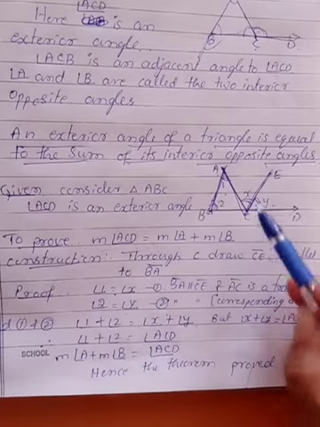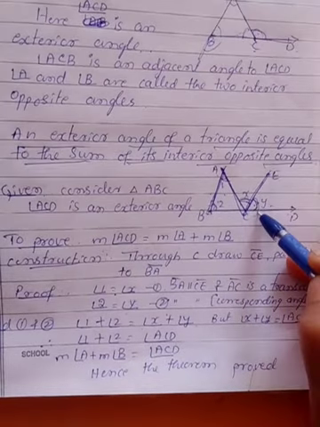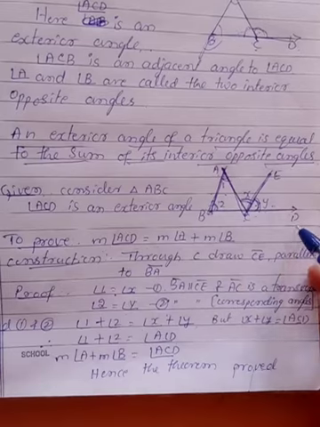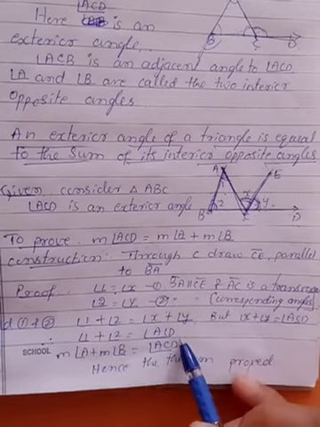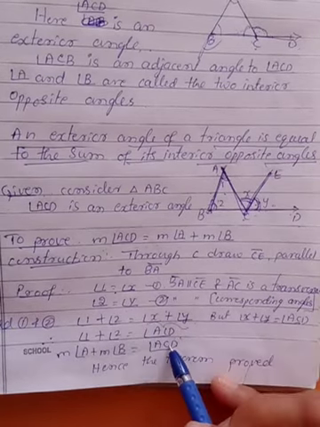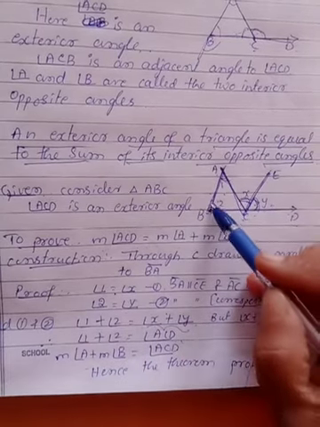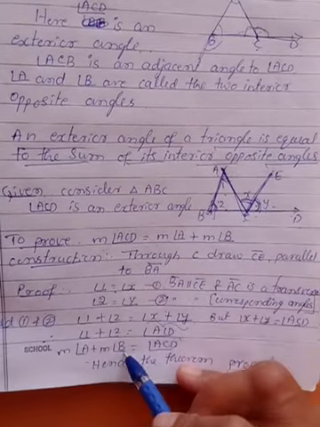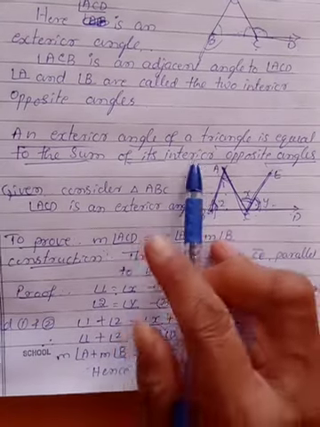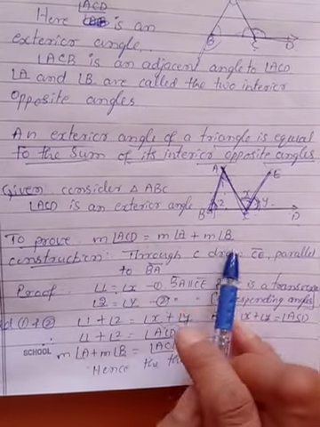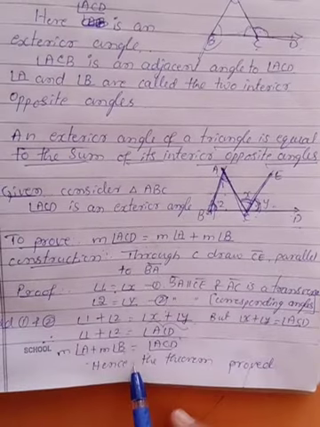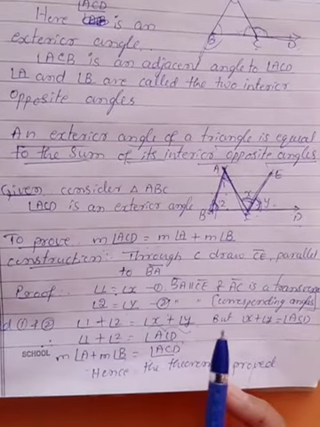Keep this as it is. Just check, angle x plus angle y is nothing but angle ACD. Instead of this I substituted this. Angle 1 is what? Measure of angle A. Angle 2 is what? Measure of angle B. So that is the thing we have to prove here. See, we got the proof here also. Hence the theorem is proved.